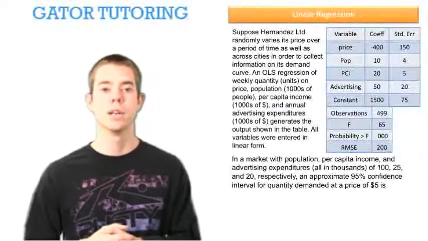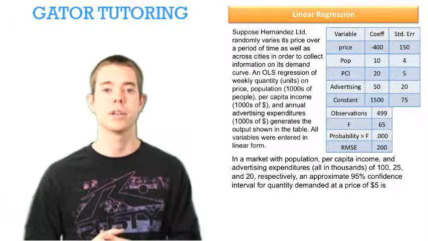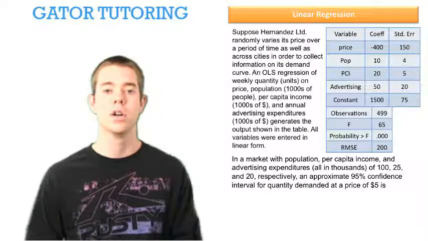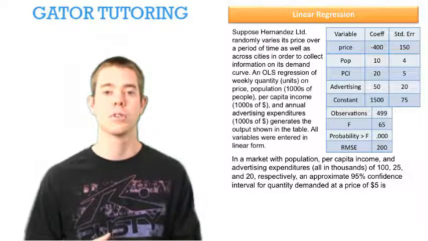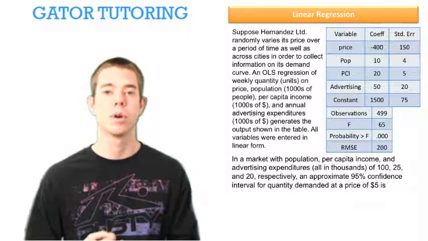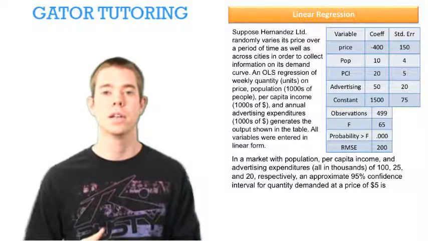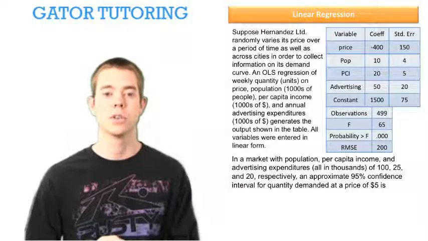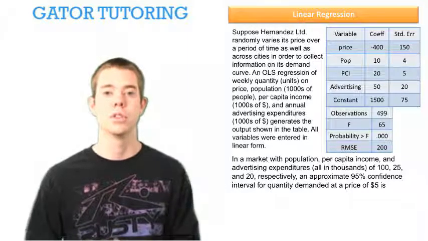Suppose Hernandez Limited randomly varies its price over a period of time as well as across cities in order to collect information on its demand curve. An ordinary least squares regression of weekly quantity on price, population, per capita income, and annual advertising expenditures generates the output shown in the table.